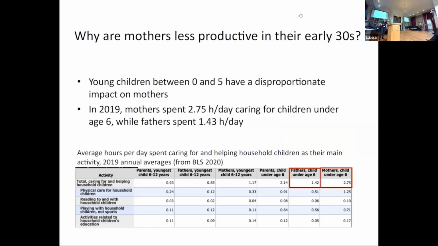So why are mothers less productive? We already started talking about this. This is something I had to kind of show myself. Mothers to this day spend much more time on childcare than fathers. Mothers spend about 2.8 hours per day, while fathers spend about 1.4. This is just an average. I always try to say this: I'm not telling you about dads. I'm just saying, on average, men spend less time than women.